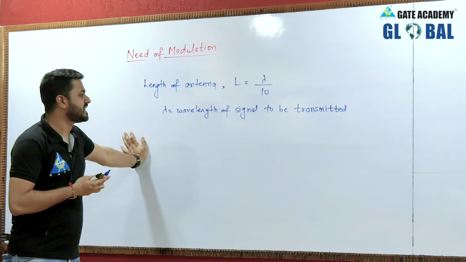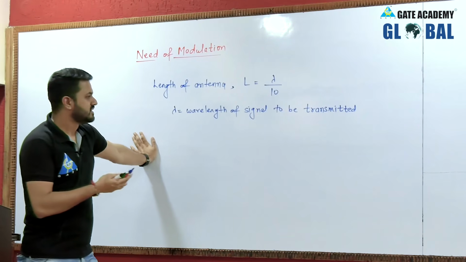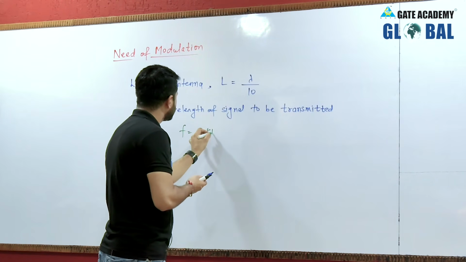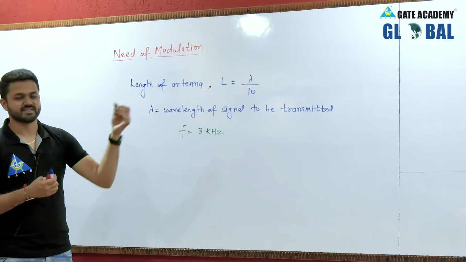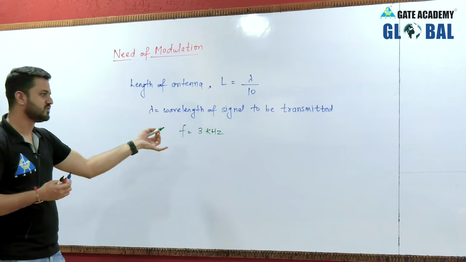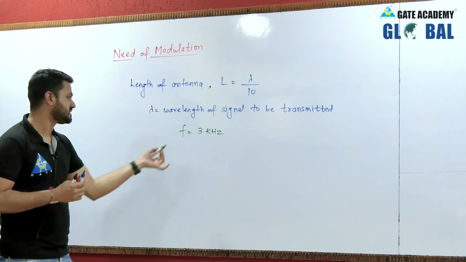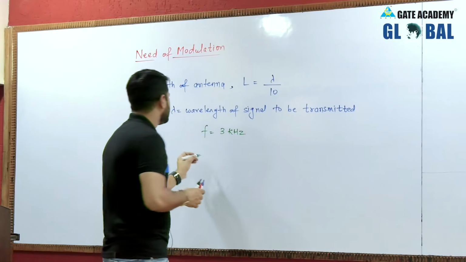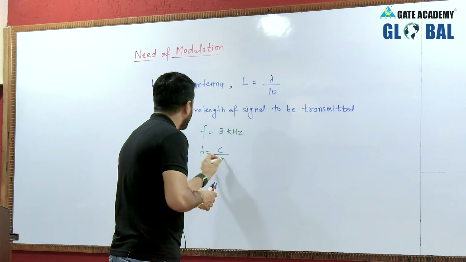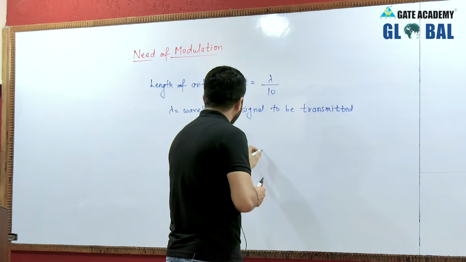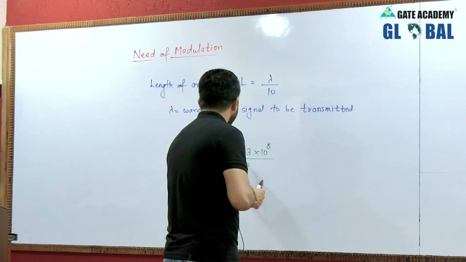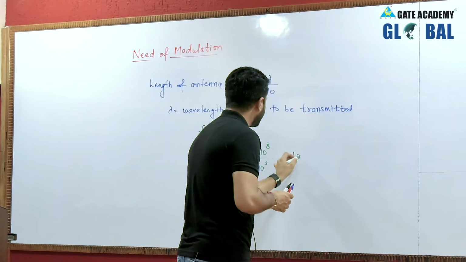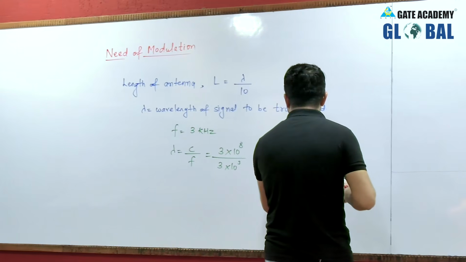Now let's see if we want to transmit a signal having frequency 3 kilohertz. Suppose, for simplicity, I am taking 3 kilohertz; you can use 5 kilohertz also, but for the calculation purpose I am taking the frequency of the signal to be transmitted as 3 kilohertz. The wavelength is given by C upon F, where the velocity of light is 3 into 10 raised to power 8 and frequency is 3 into 10 raised to power 3. If we calculate this, we get 10 to the power 5 meters, or 100 kilometer.